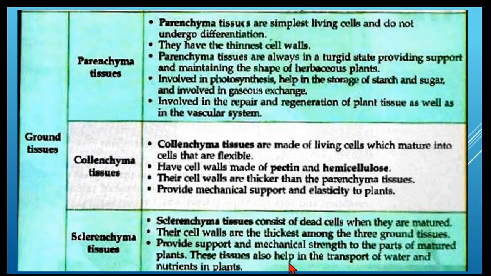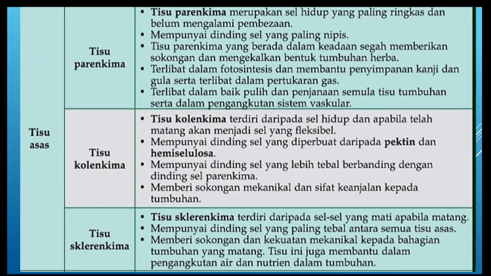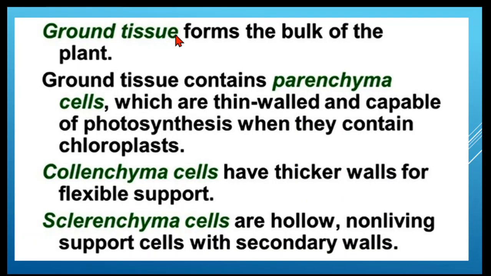These tissues also help in the transport of water and nutrients in plants. Okay, so this is the Malay one. So ground tissue forms the bark of the plant. Ground tissue contains parenchyma cells which are thin wall and capable of photosynthesis when they contain chloroplast. Collenchyma has a thicker wall, flexible. Sclerenchyma is non-living cell, with secondary walls, and its walls are the thickest among the three.